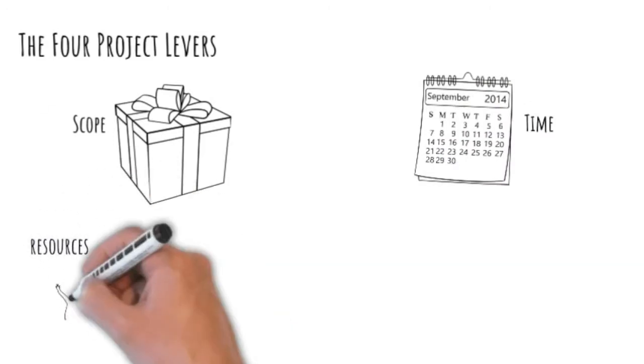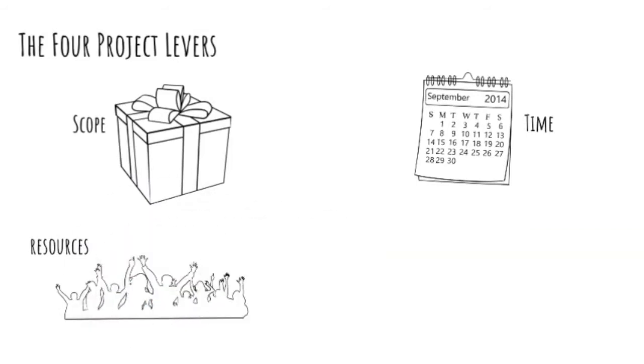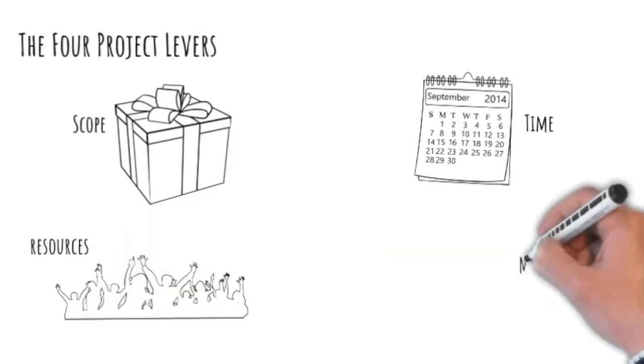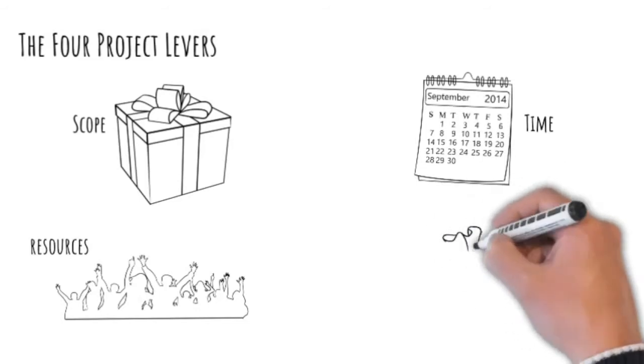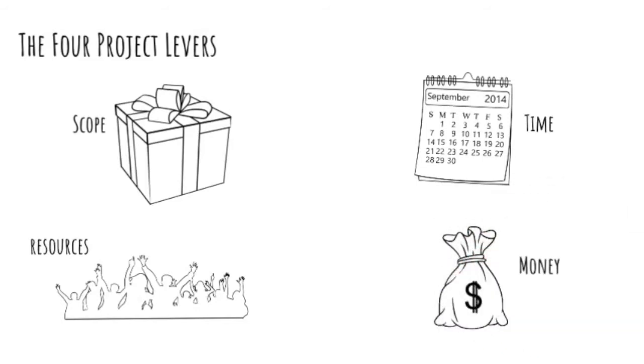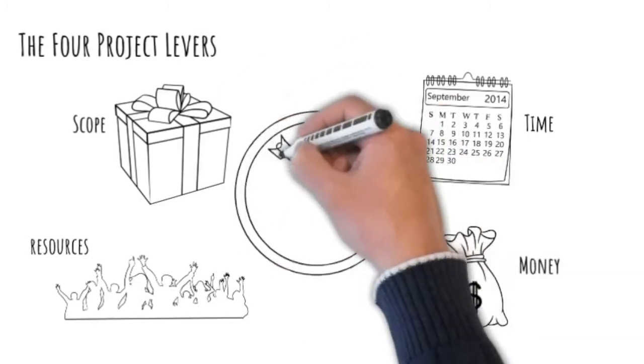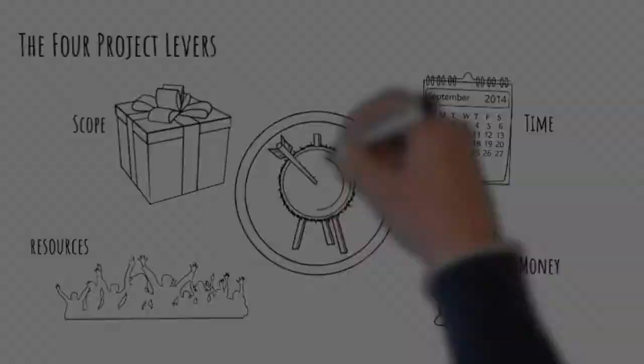The third lever is resources, the amount of people, tools, and other assets you have at your disposal. The fourth lever is money. Money is your budget for the resources. The point of all this is that these levers can be pushed and pulled around to ensure that you hit your project target.